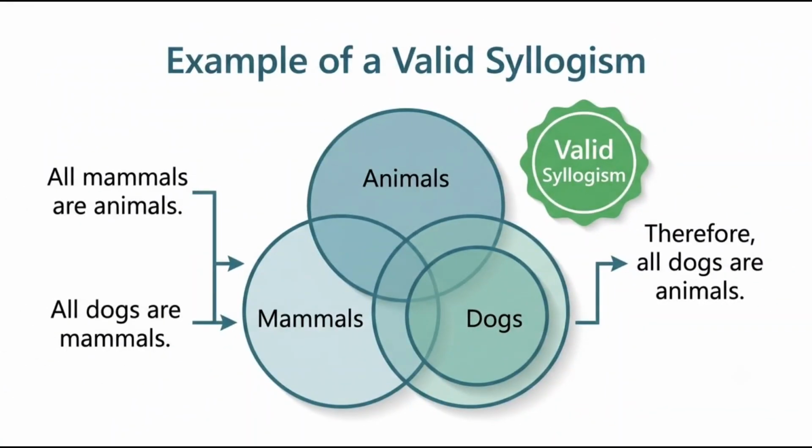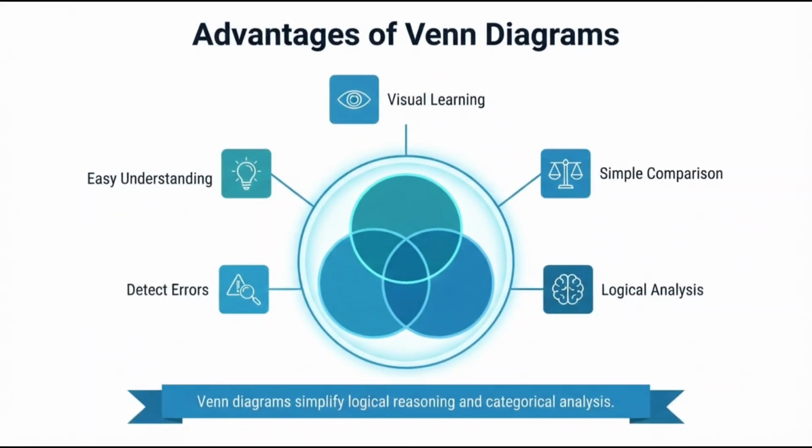Suppose all mammals are animals, and all dogs are mammals. The Venn diagram clearly shows that all dogs are animals. The conclusion follows naturally from the premises. Venn diagrams simplify complex logical relationships. They provide a visual method for checking arguments and help students avoid common reasoning mistakes.